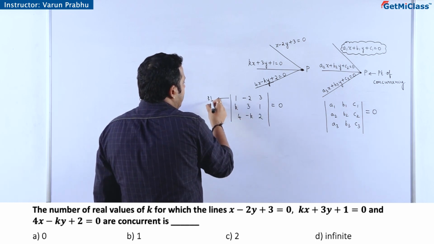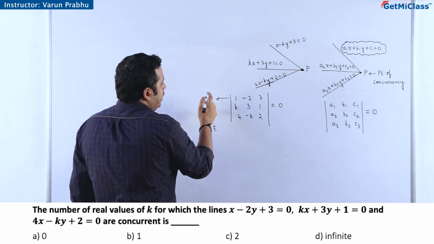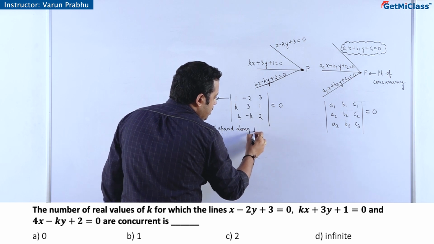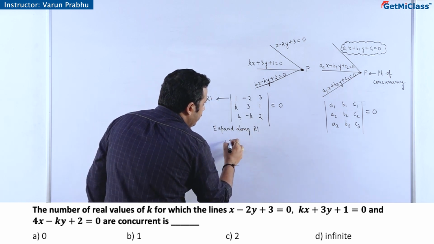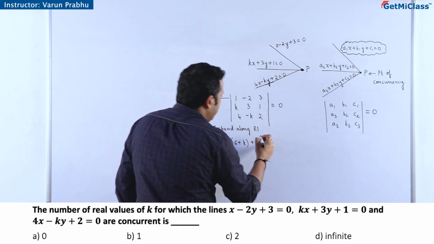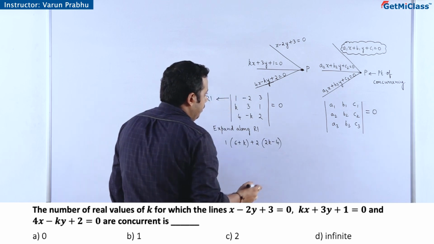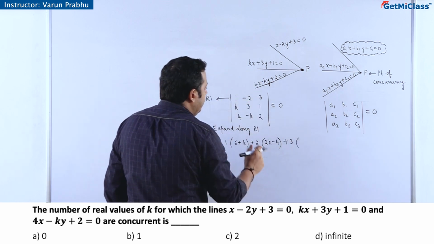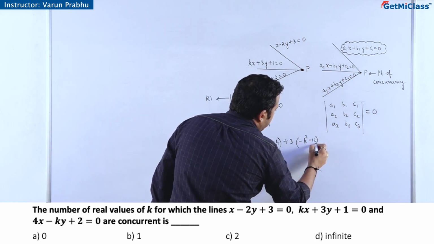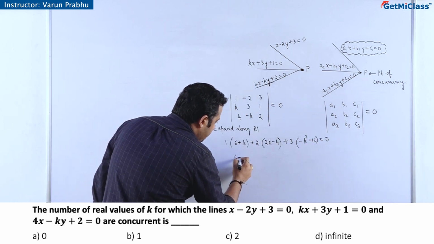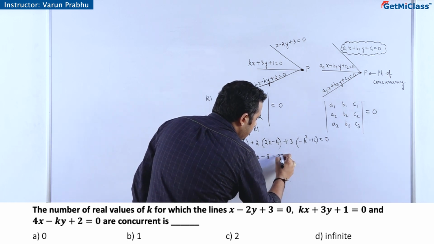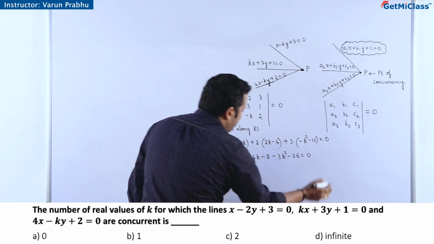Now, you know this is a determinant, we will expand along row number 1. So what do you get? 1 into 6 plus k, plus 2 into, leaving the row and column, 2k minus 4, plus 3 into, leaving the row and column, minus k square minus 12, that is equal to 0. So I can say 6 plus k plus 4k minus 8 minus 3k square minus 36, that is equal to 0.